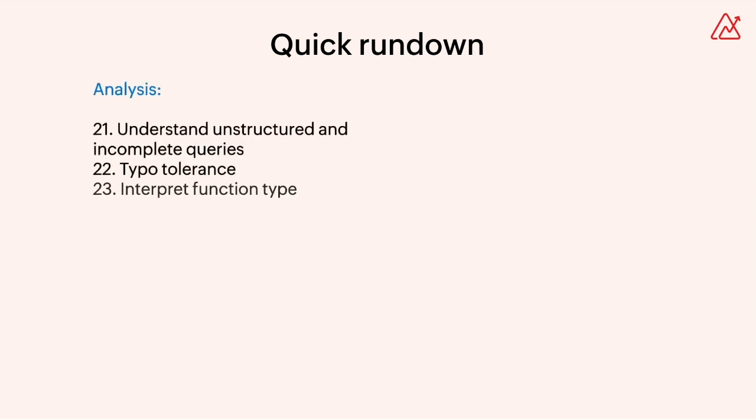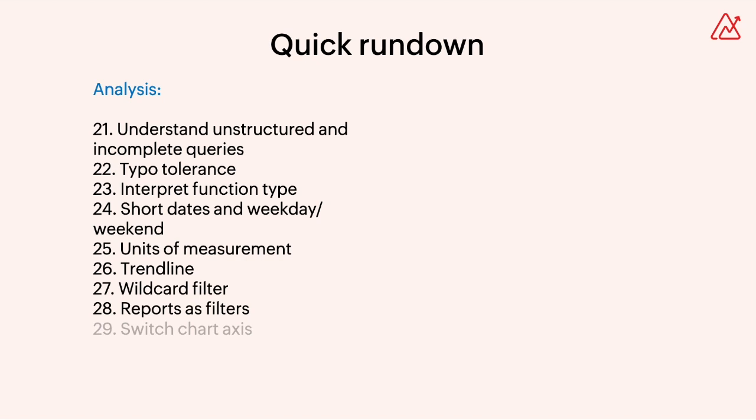On the analysis front, we had five interesting enhancements in Zia, namely understanding unstructured and incomplete queries, typo tolerance, interpreting function types, short dates and weekends and weekdays, and also beefing up the capability to understand units of measurement. The advanced analytics now supports trendline that helps you identify trends in your dataset. The wildcard filter helps you to filter text columns with multiple conditions. Reports can now be used as filters to filter your dashboard for ad hoc analysis.